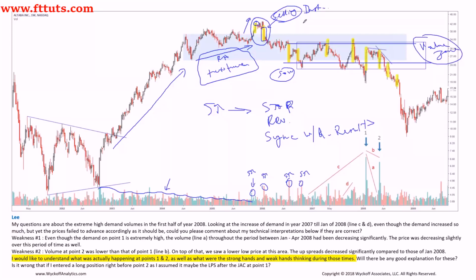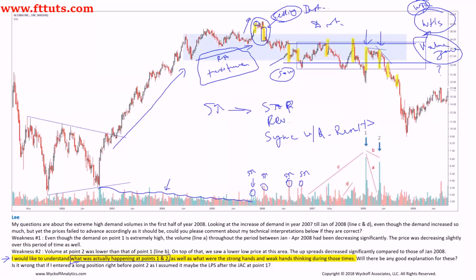And this value zone, because we're looking at the distribution, is going to be described as the value zone for weak hands. This is just a definition of the Wyckoff trading course that I created, for you guys and for myself. This is how we would define the value zone. So what is happening here? And coming back to this question by Lee, I would like to understand what was actually happening at points number 1 and 2. To understand what's happening at these 2 points, we need to understand what happened prior, and we kind of go into this. So the value zone for weak hands, what does it mean?